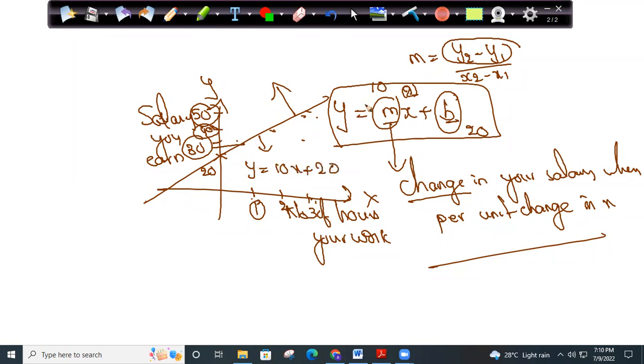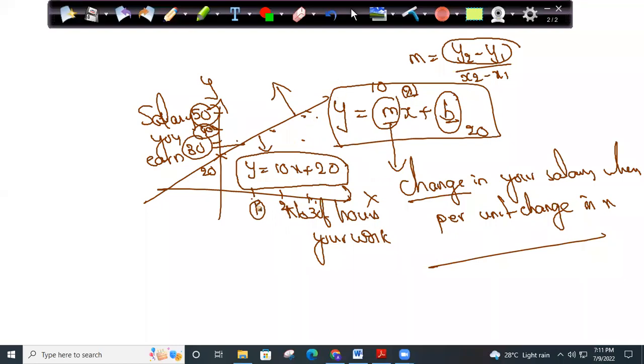Now, my class is not about finding this. I already told you in the last class how to find the equation of a line. If anyone has missed it, or if you could not understand, you can just let me know. I'll tell you exactly what to do so that you'll understand.